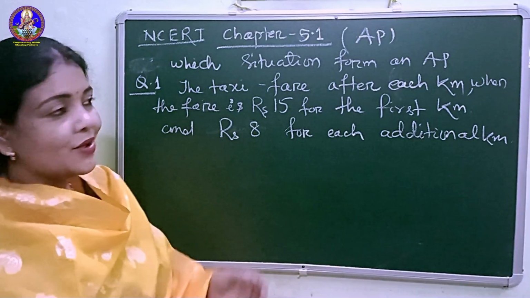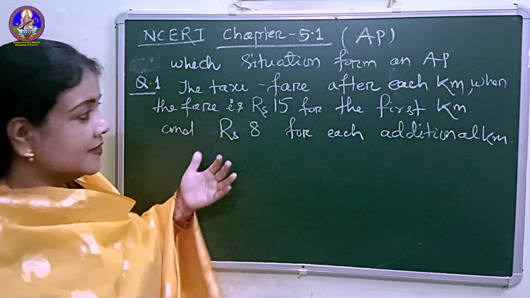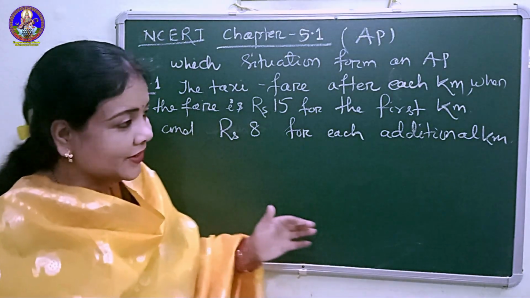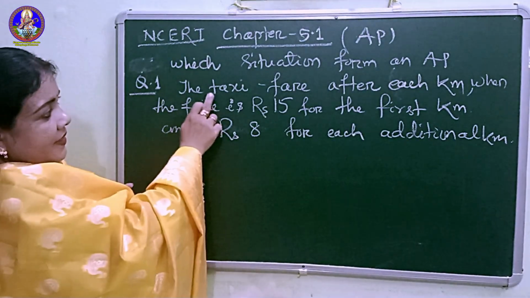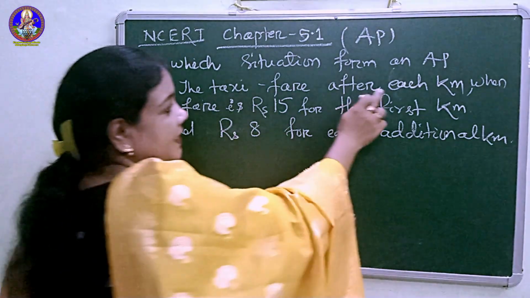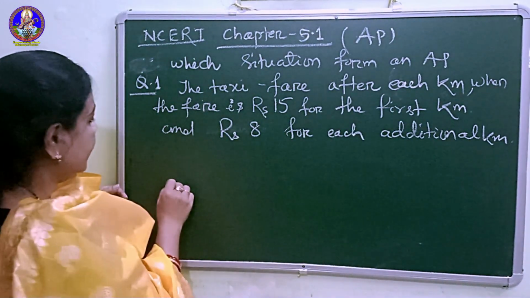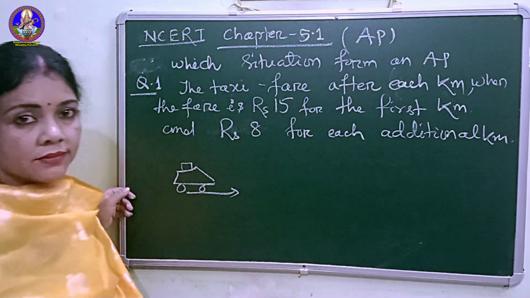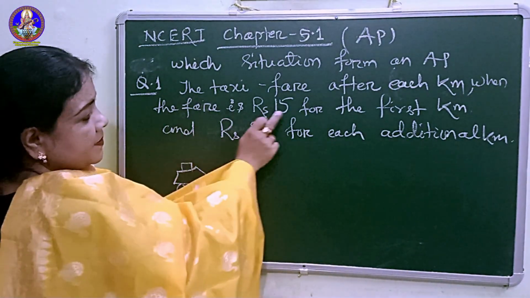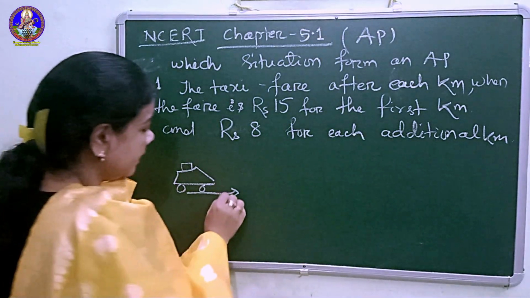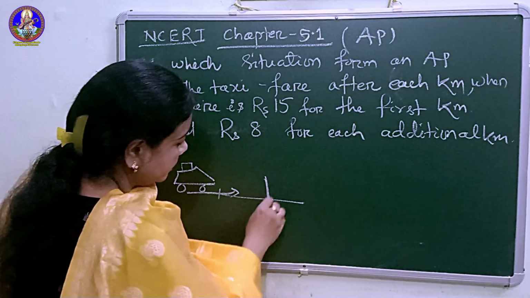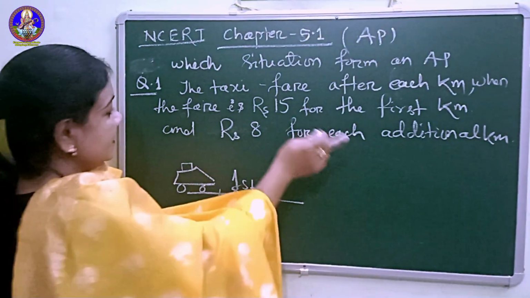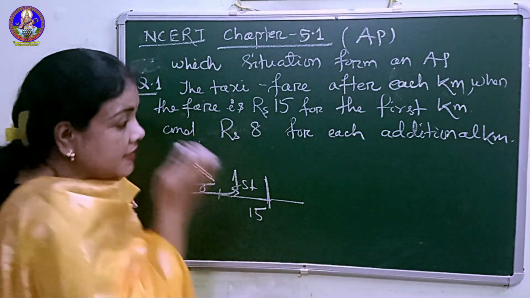This is question number 1 of arithmetic progression. Let us solve this problem and check whether it comes under arithmetic progression or not. Now your question is about the taxi fare after each kilometer. Suppose a taxi starts to move. The fare is 15 rupees for the first kilometer, and 8 rupees for each additional kilometer.